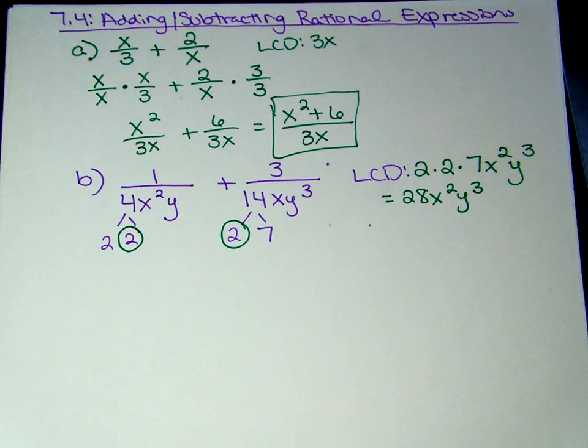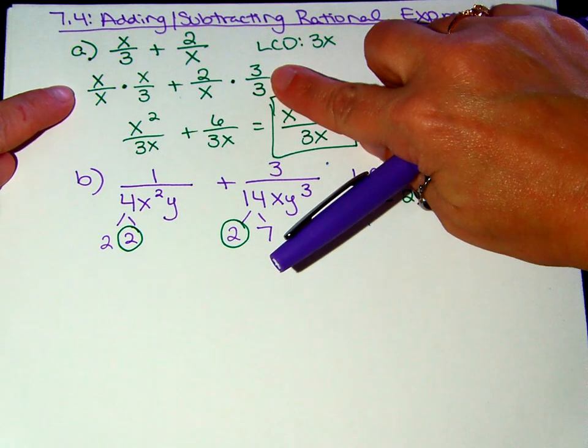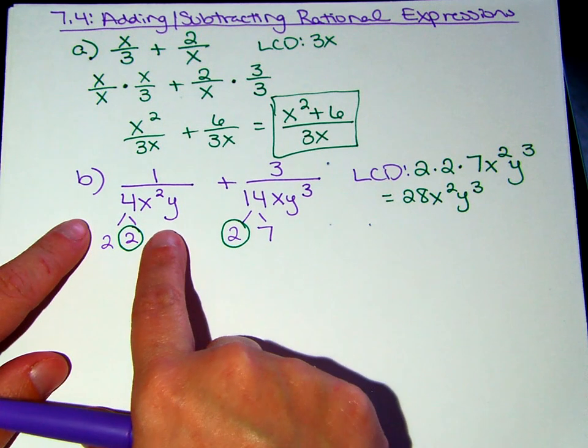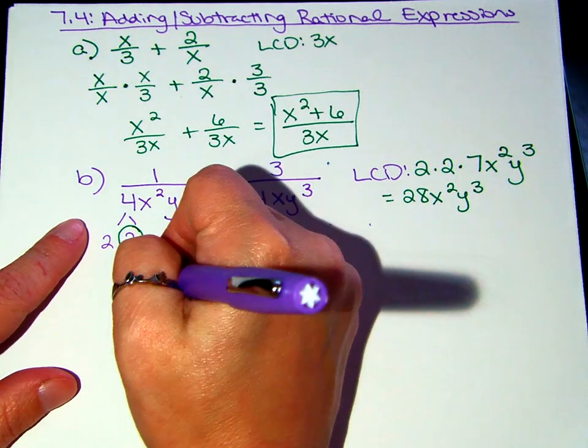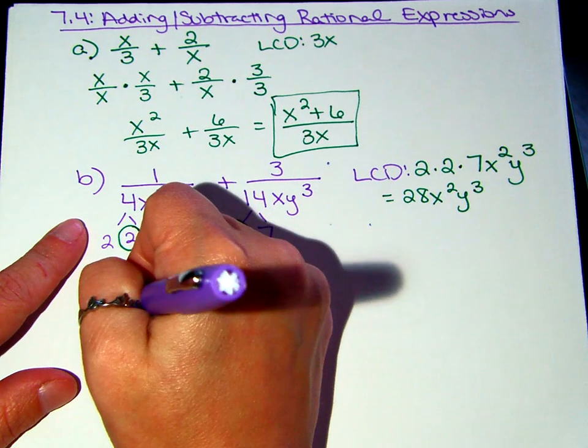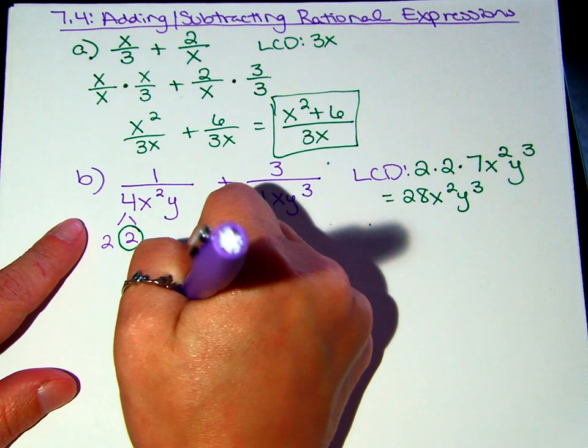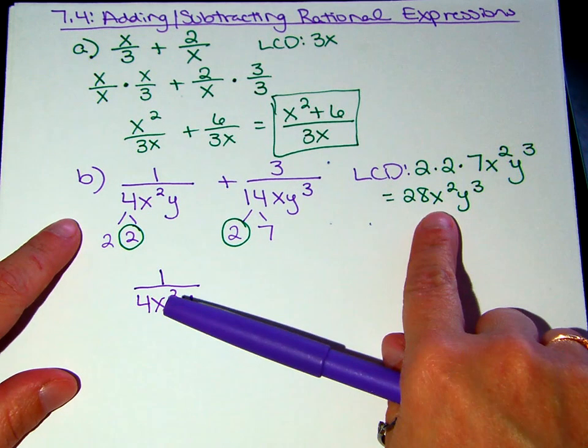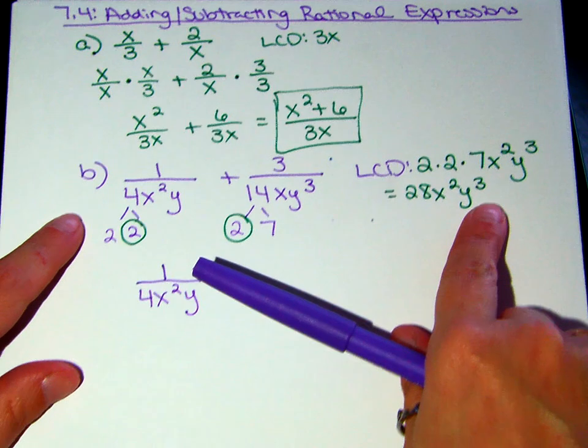So finding the least common denominator is a little bit more complicated simply because we have more to deal with in our denominators. But the process is going to work exactly like what we did up here. We're going to look at our individual rational expressions and say, okay, how do I make that denominator, the 4x squared y, into 28x squared y to the third? That's what I need to figure out.